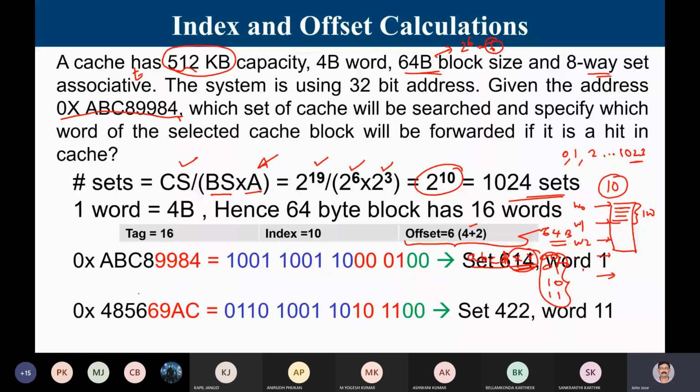Now, let me put this. Let me erase a few things so that it's clear. I'm giving the address. What is the address?